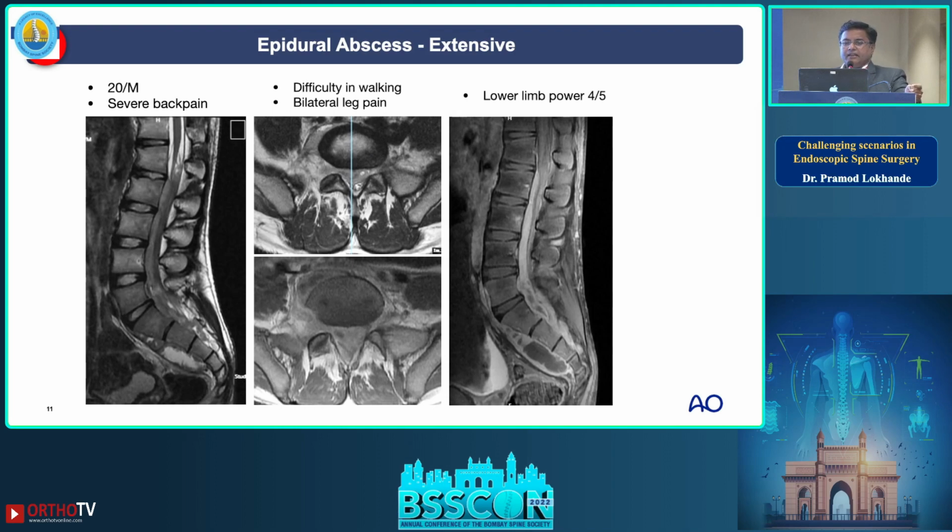A third case scenario, a very extensive epidural abscess in a 20-year-old male, severe back pain, difficulty in walking, power slightly reduced. And there you can see the abscess is originating right from the S2 vertebra going up almost to the L1 vertebra. The lower part is caseous tissue and the upper part is liquid.